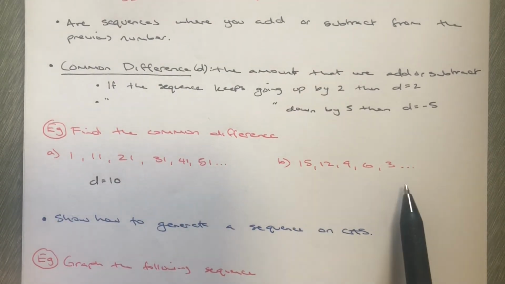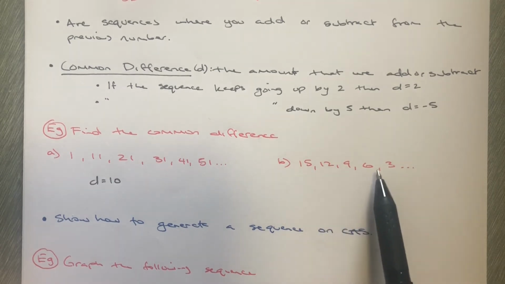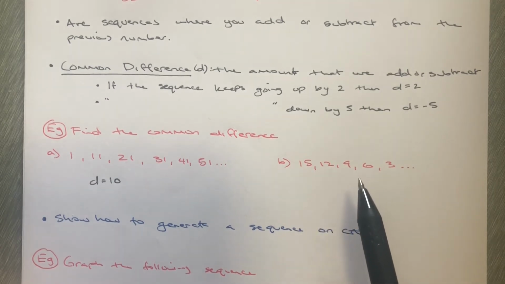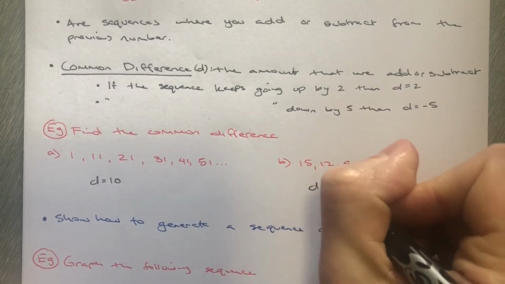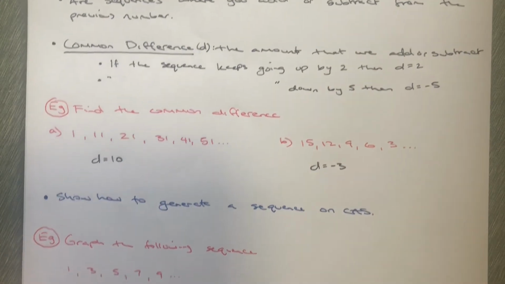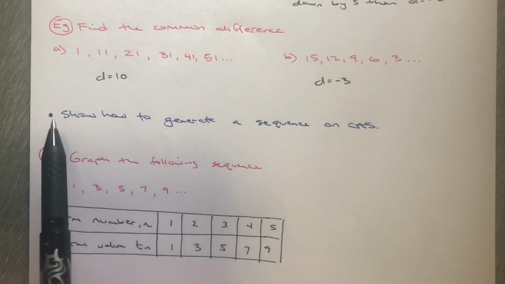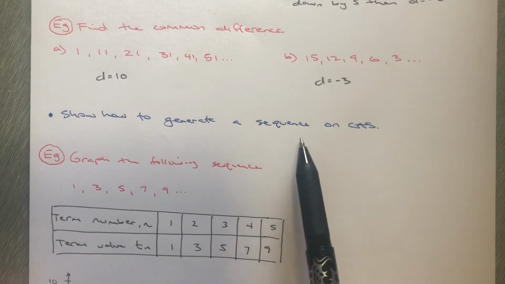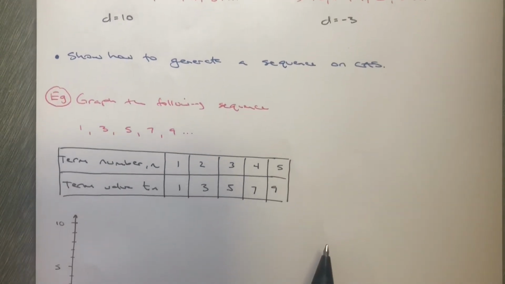So let's look at the next one, B. We start at 15, we're going down to 12, then 9, then 6 and 3. It looks like we're going down by 3 each time. So that would mean that the common difference would be minus 3, because we are minusing 3 from the term before it. Now, you can generate sequences really fast using your CAS, as I've dot pointed here. I'll show you that at the end of this video though. So let's keep going for now.